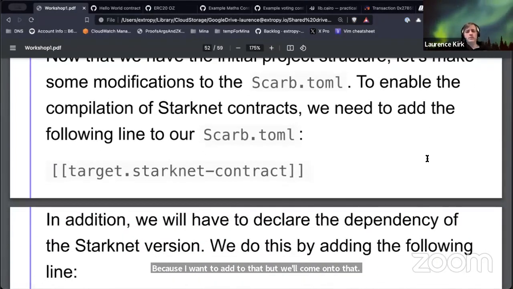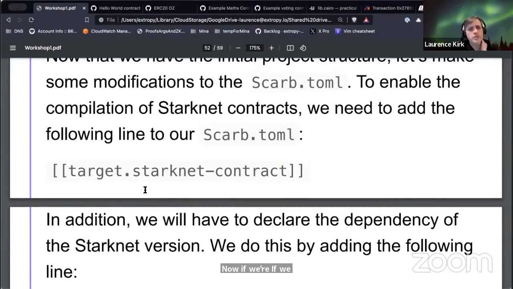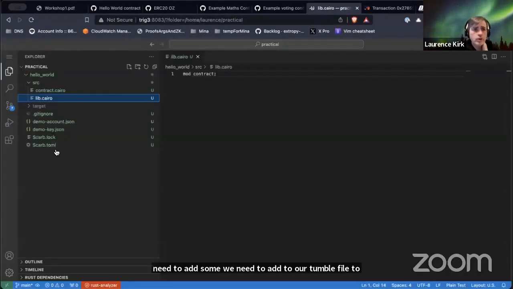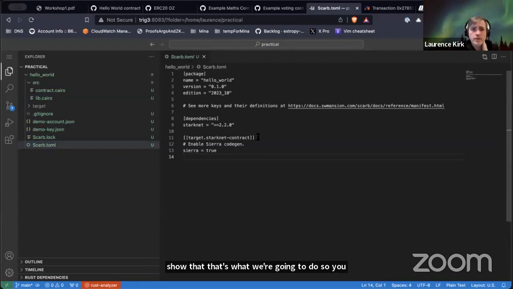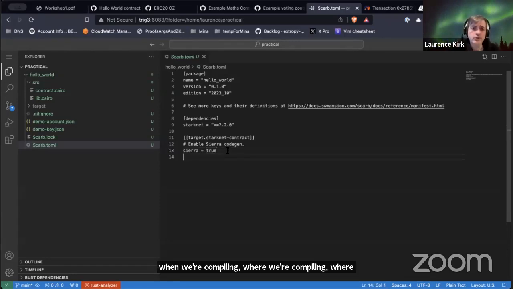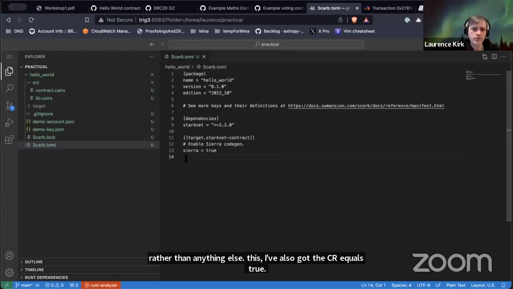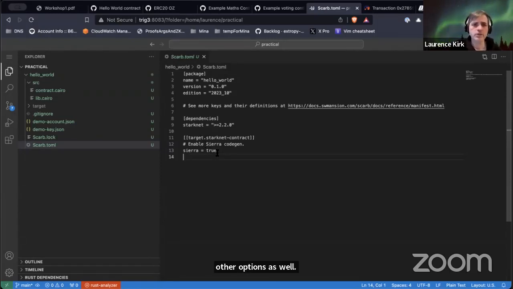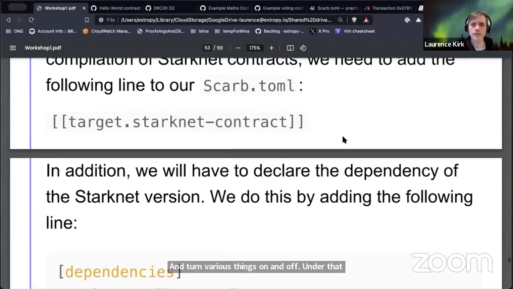Now, if we're going to be creating contracts, we need to add to our TOML file to show that that's what we're going to do. So you can see here, I've added this line, line 11, to show that's the target. So when we're compiling, we're building contracts rather than anything else. I've also got this Sierra equals true, which is the intermediate representation. I think this is the default anyway, so you probably don't need that. But you can add other options as well and turn various things on and off under that particular target.